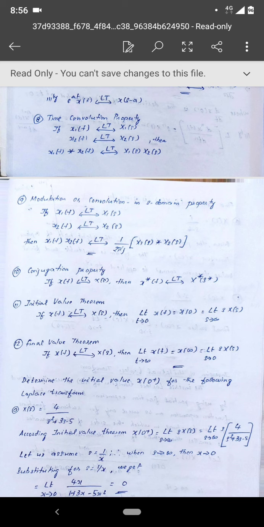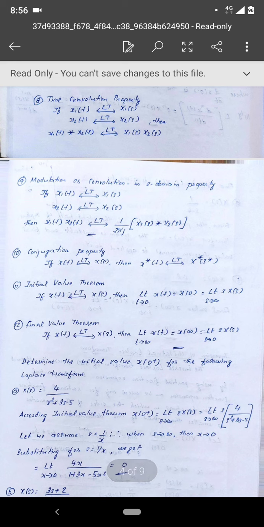Okay. Then another two very important results, that is the initial value theorem and the final value theorem. If you want to find the value of a signal at t equal to 0, or if you want to find the value of a signal x of t at t equal to infinity, then these two theorems are very useful. You can simply apply them and find the initial and final values of a signal.